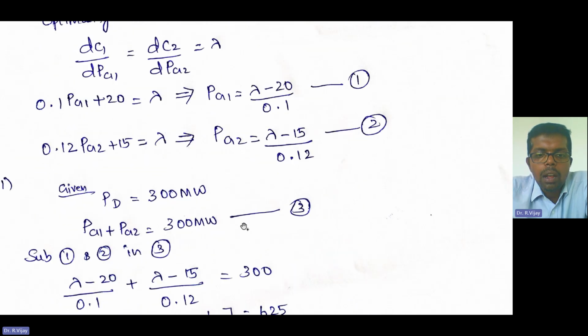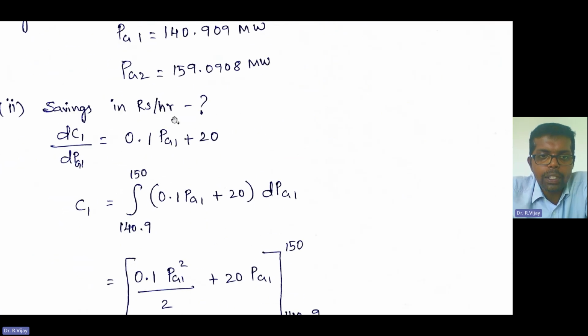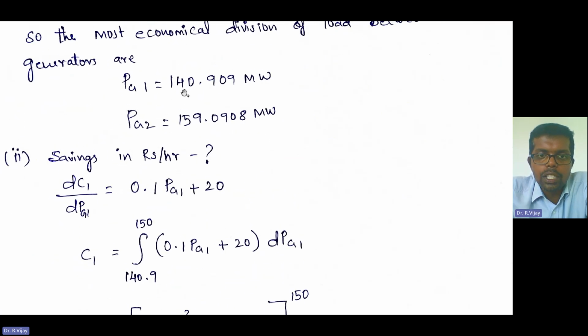So here what we are doing is integrating with respect to whatever the answer we got here, that is 140.909, and the load is shared equally, as they said. So 300 divided by 2 is 150 megawatt. So PG1 is 150 megawatt here. From 140.9 to 150 megawatt, we need to integrate.